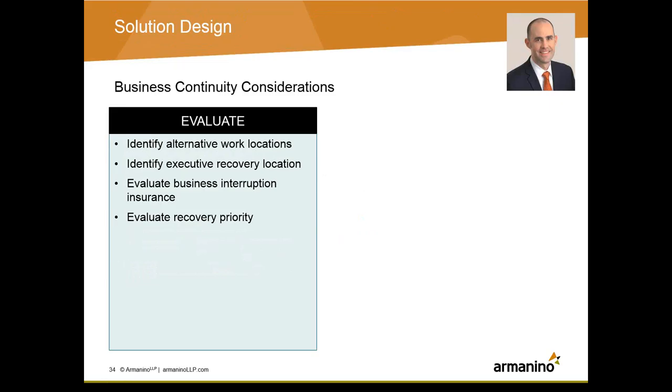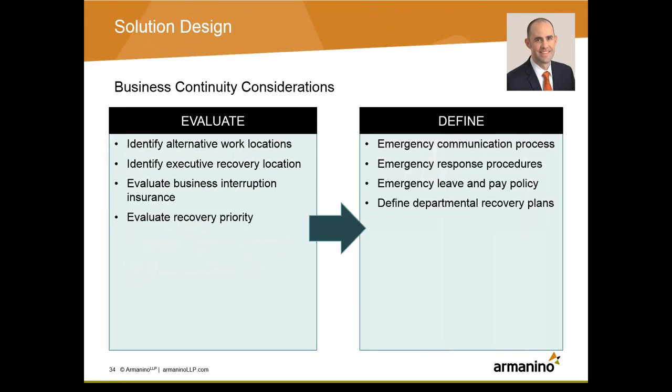As we shift gears slightly and think less about the DR piece and more around the business continuity considerations, how do we make sure we've got the ability to continue operations in the absence of critical resources? Evaluating what are alternative work locations. Again, it comes back to the cloud in a lot of respects. The cloud's great. You need an internet connection. So if the building is inaccessible, do we have the ability to have people work from home?